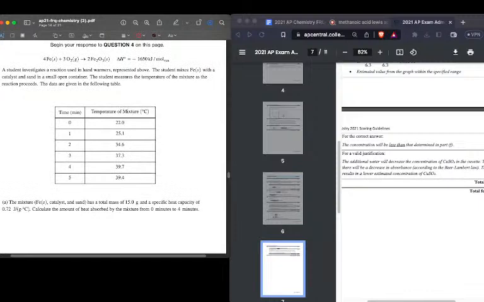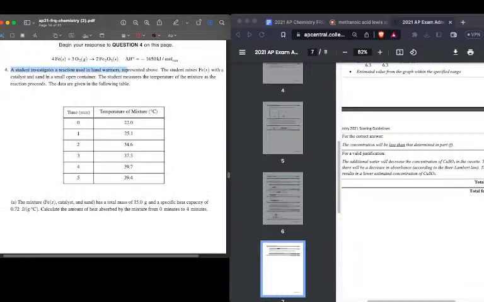Begin your response for question. These ones are only supposed to take 9 minutes each. So we're going to be done in half an hour. Let's go. A student investigates a reaction used in hand warmers.